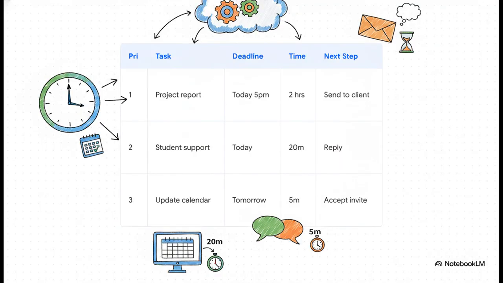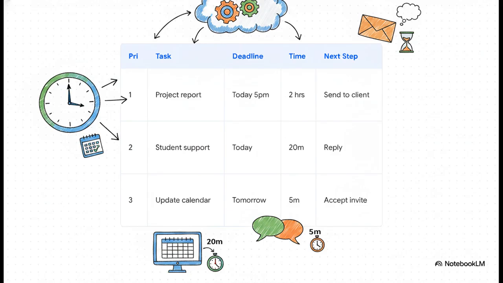Okay, this output is where the real magic happens. This is light years better than staring at a standard inbox. Copilot hands you a crystal clear, prioritized to-do list. Check out Priority 1, complete and send that project report. It knows the reason is the client deadline today at 5.